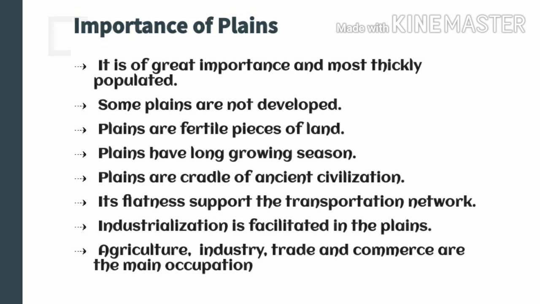Even the big cities have developed in the plain region. So obviously there's a lot of supply of labor, which is a very important aspect for industrialization. This has brought about the development of industrialization in the plain region. So we can see that agriculture, industry, trade and commerce are the main occupations that take place in the plain area, and that is attracting lots of people. So the density of population in the plain region is huge or extensive.